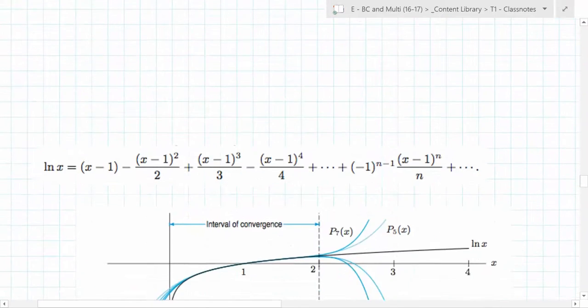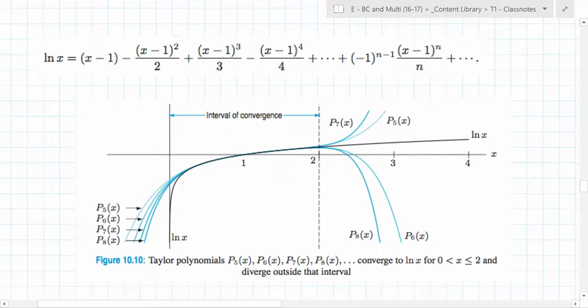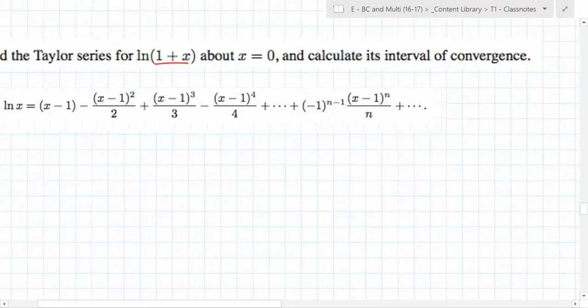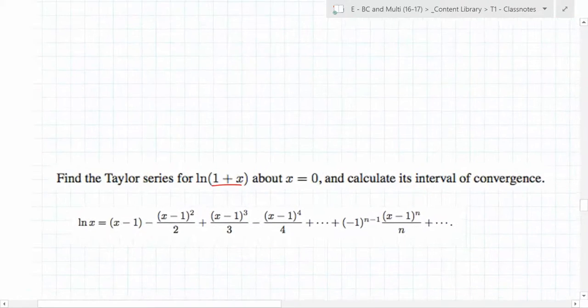We did that one already. And when you graph the partials, you remember the graph we looked at that looked like this? It was like the first thing we looked at. It visually showed the interval of convergence. Outside of that range it went berserk, so it's not going to converge, but inside that range it would converge. It's kind of nice.